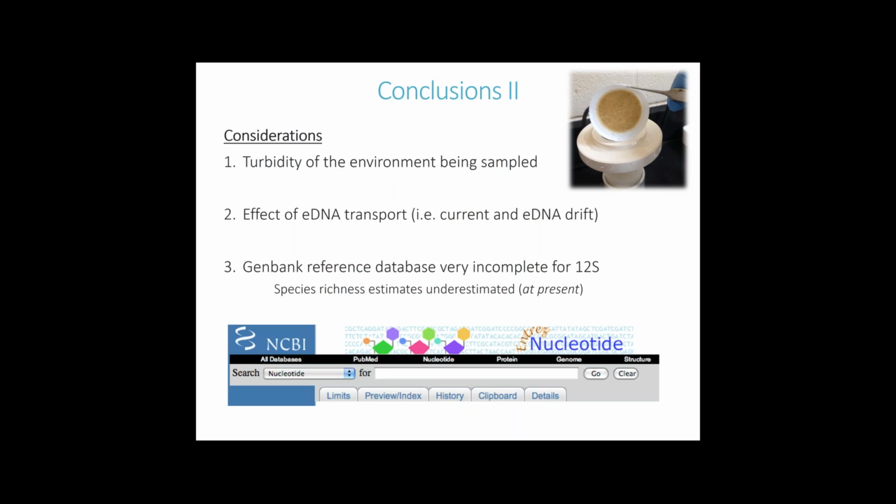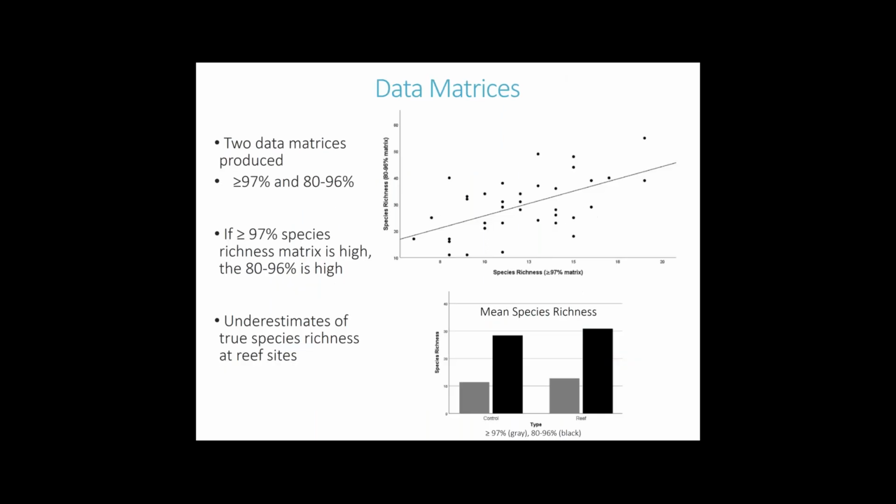And finally, I think anybody who works on eDNA has run into this. The reference database, at least for 12S and certainly other mitochondrial markers, is an underestimate. Everything is not sequenced, so we don't have a complete reference database, particularly for Gulf of Mexico fishes. So as part of the MyFish pipeline, you get a 97% or higher similarity matrix and an 80 to 96% data matrix. Again, we focused on the 97%.